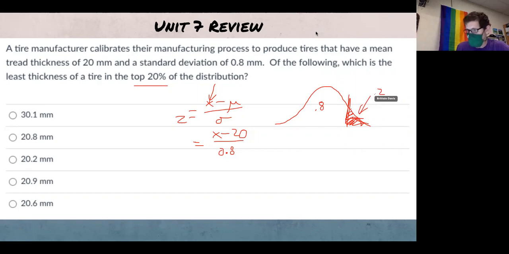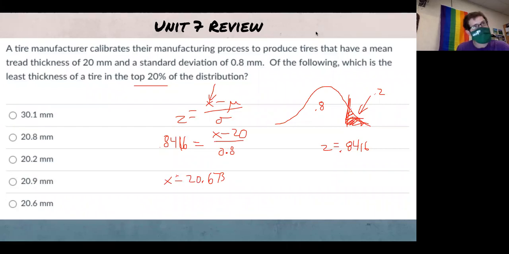You'll get the same number either way, which is 0.8416. So that is the z-score that corresponds with the 80th percentile. And when you solve this, you're going to get 20.673. Okay. And that is the value that corresponds with the 80th percentile.